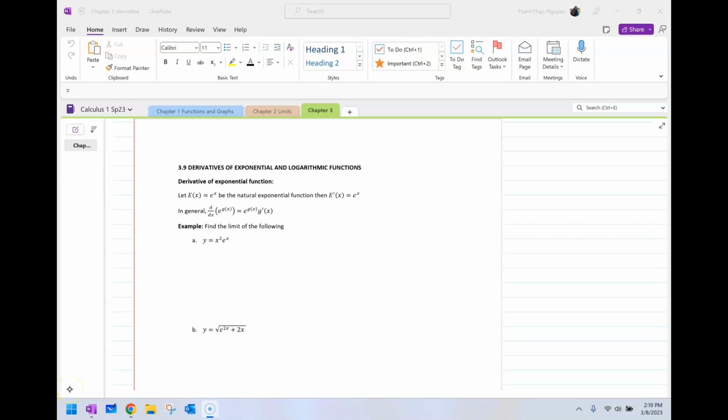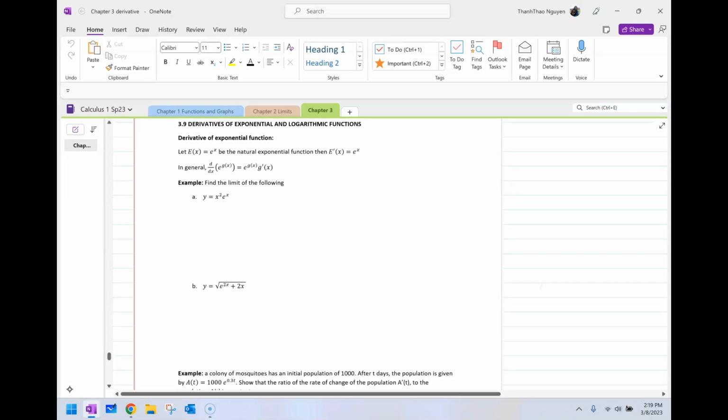Derivative of exponential and logarithmic function. Derivative of exponential function. Let e of x equal e to the x be the natural exponential function. Then the derivative of e of x is e of x itself. In general, if we are doing the chain rule where the exponent is a function, then the derivative of e to the g of x equals e to the g of x times the derivative of g of x.